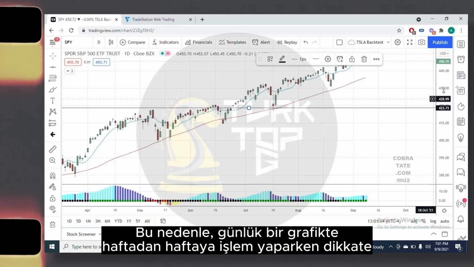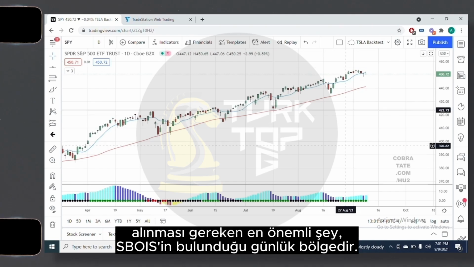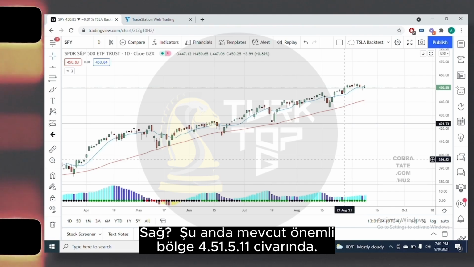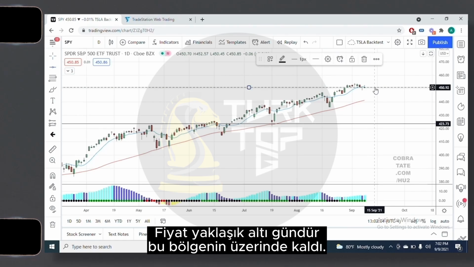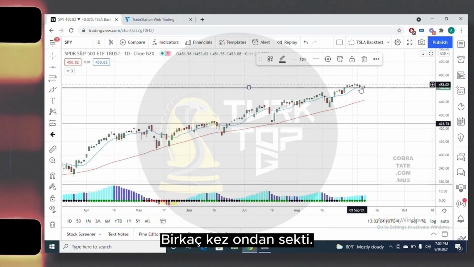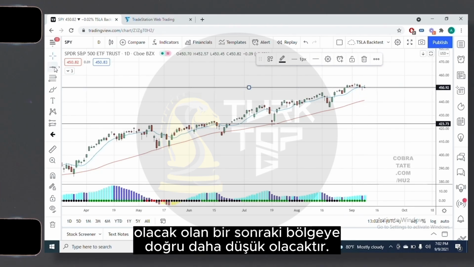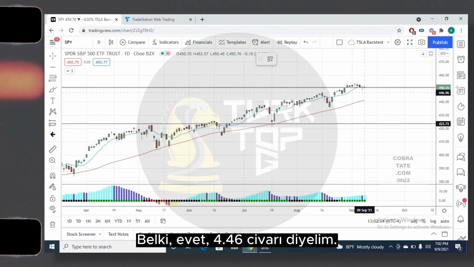You will understand. So when I'm trading week to week on a daily chart, the most important thing to consider is a daily zone where SPY is, right? The current important zone right now is around the 451.5 level. Price has stayed above this zone for about 6 days. It has bounced off of it a few times. Once this zone breaks, the path of least resistance will be lower to the next zone, which will be around 446.